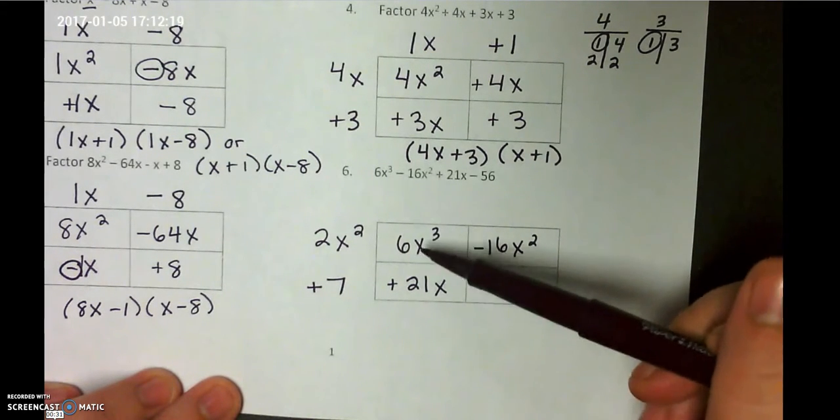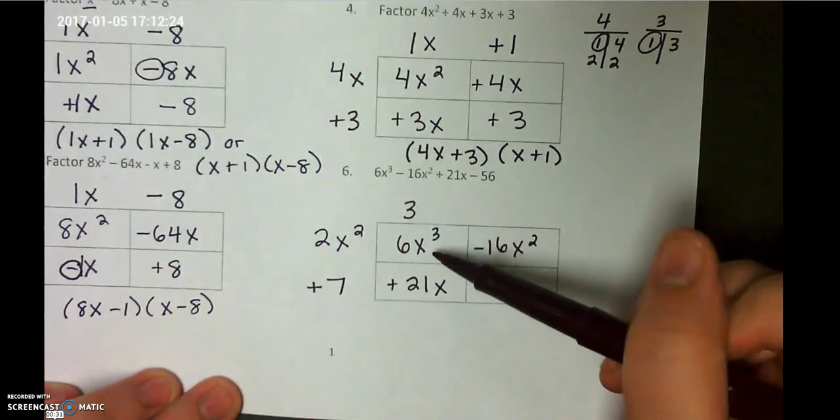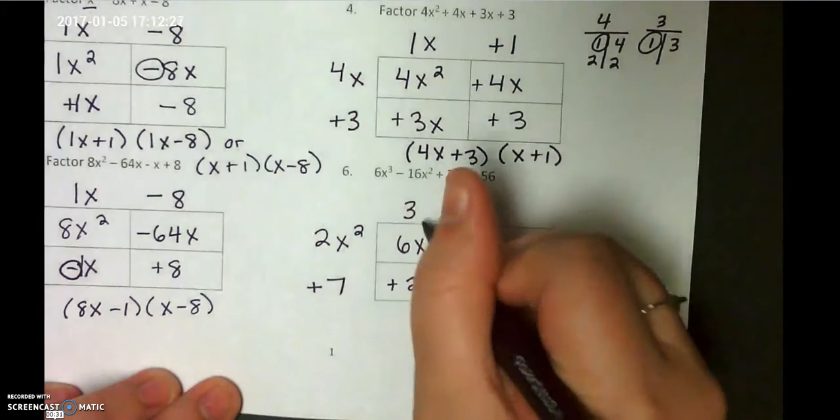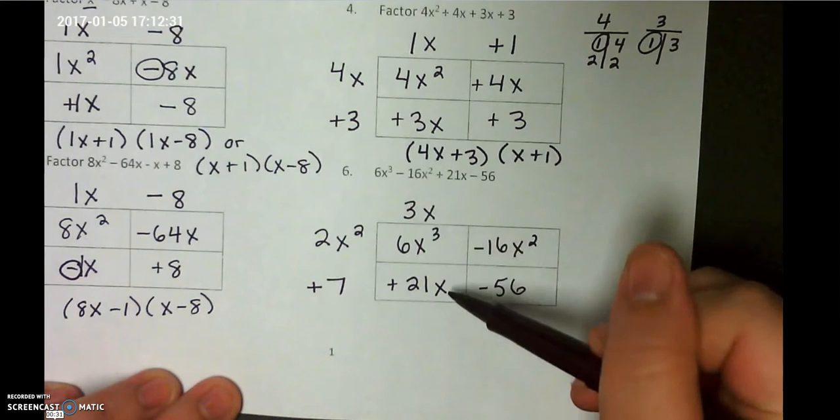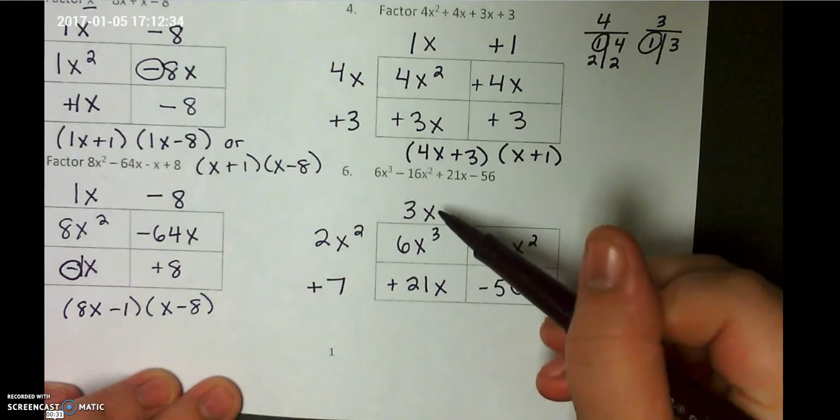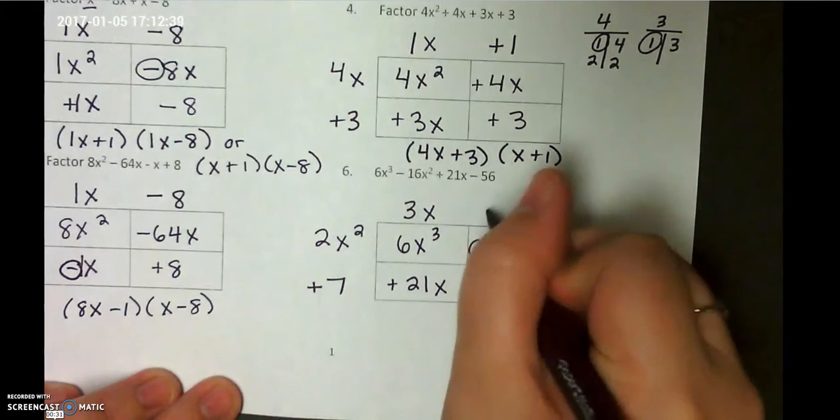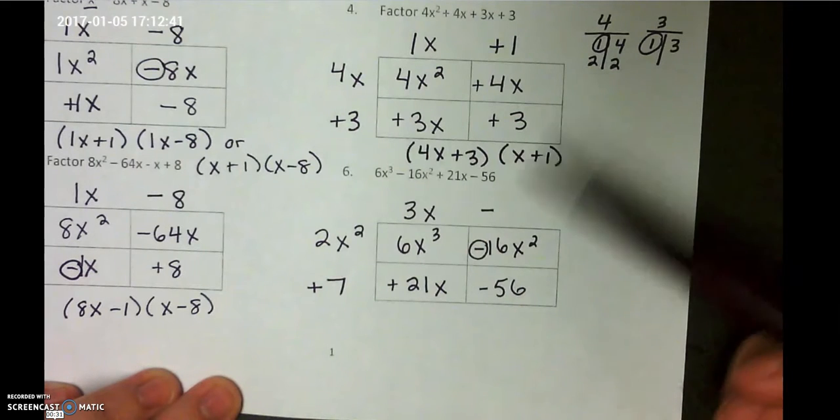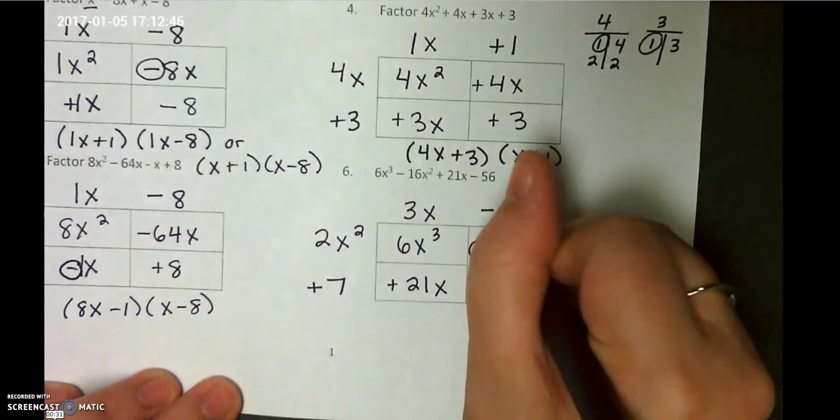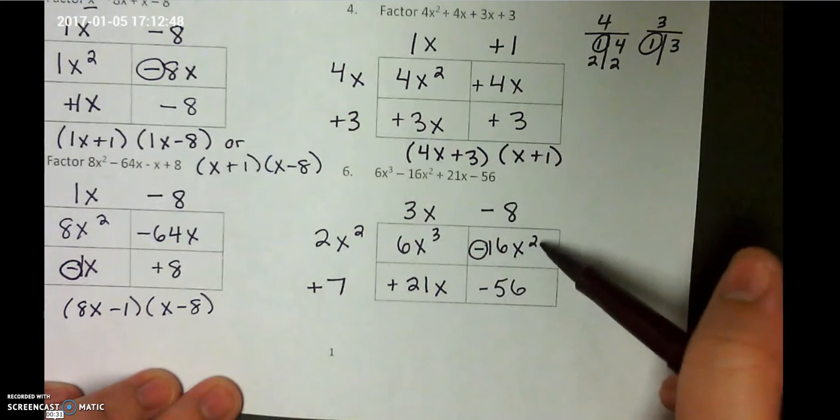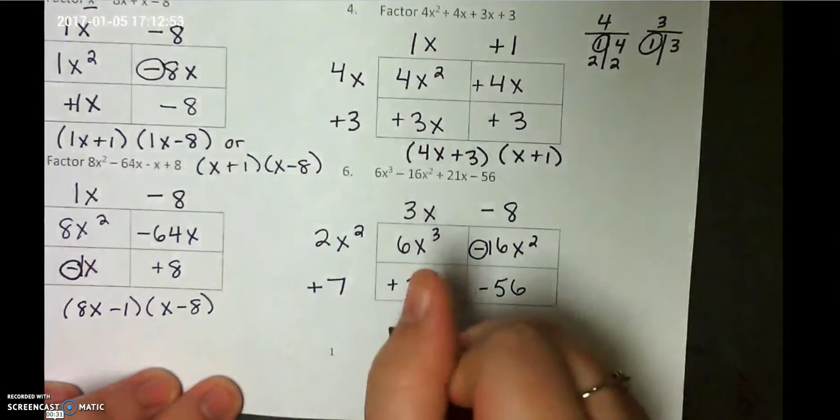So the biggest number that can go into 6 and 21 is 3. They both share an x, but the lowest exponent is this one. This one has 3, but this one only has 1. So the lowest one we can use is x. Now this one leads with a negative. So bring up the negative. The biggest number that goes into 16 and 56 is 8. This has x squared, but this has no x's, so they don't have a variable in common. So we write our answers.